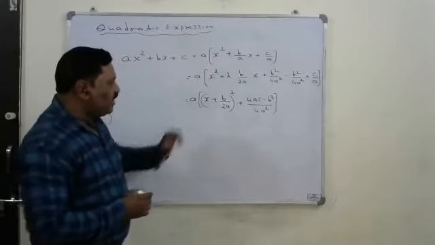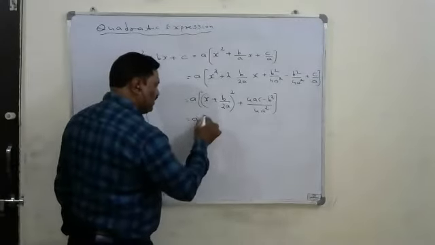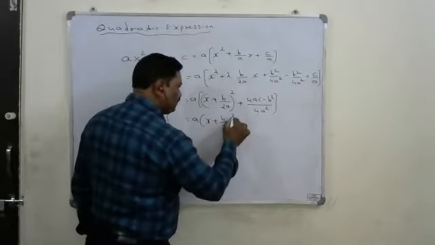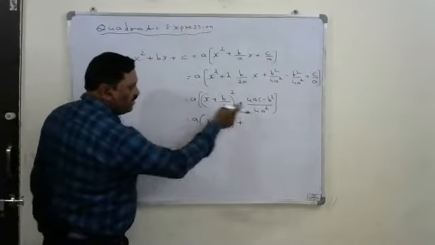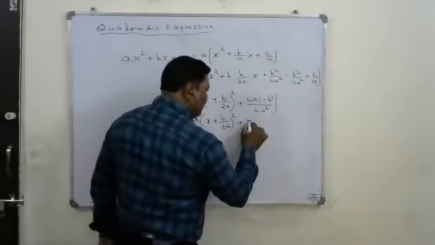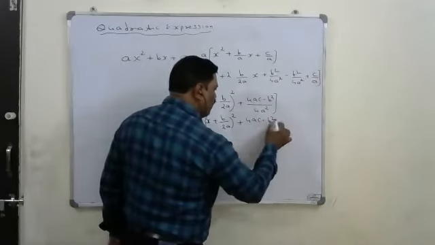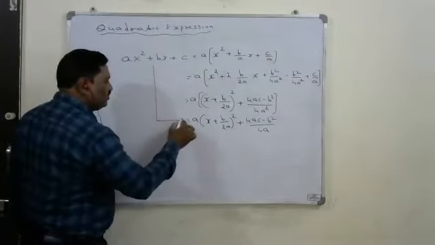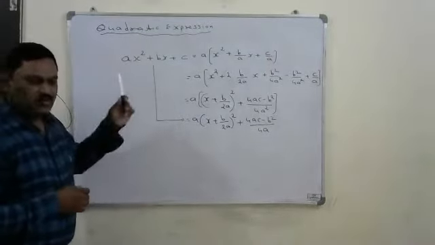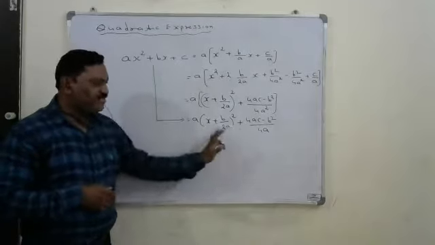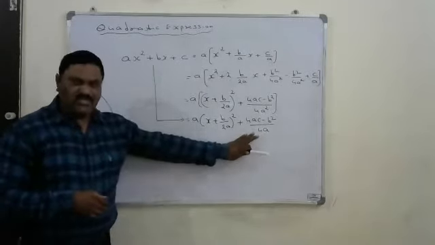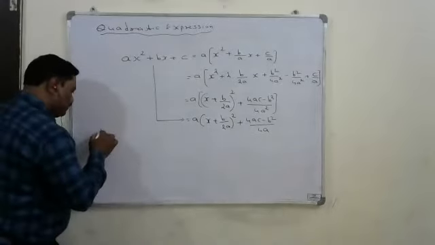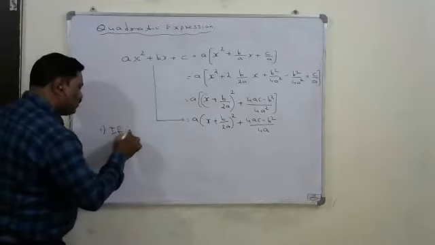Now here a is there. Multiply by this a. Then I can write a into (x plus b by 2a) whole square plus, when multiplied by this a, one a gets cancelled, so we get (4ac minus b square) by 4a. Okay, so this expression we are able to write. Means ax square plus bx plus c we can write like this. Now from this we will go for the analysis. In the first analysis, suppose a is positive.